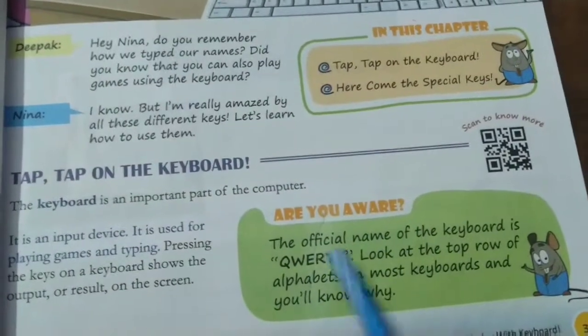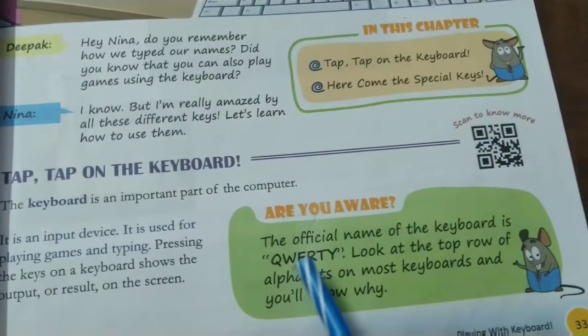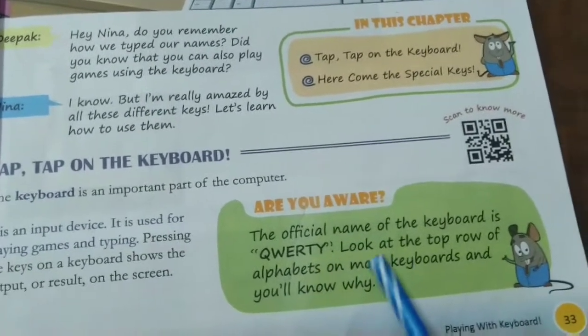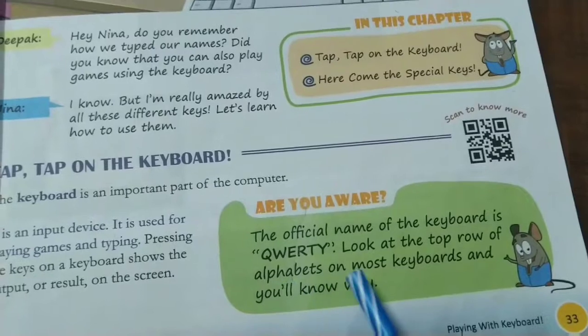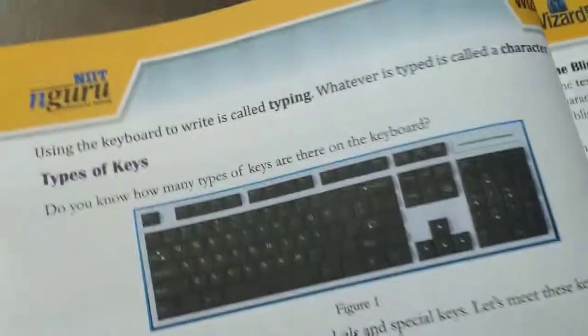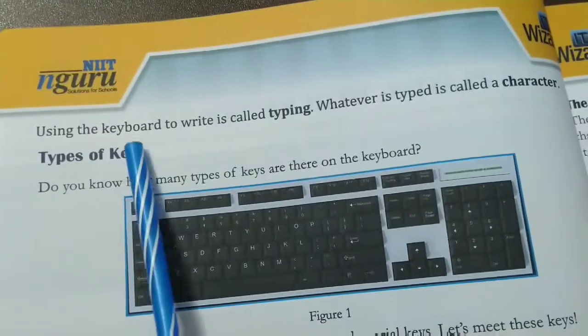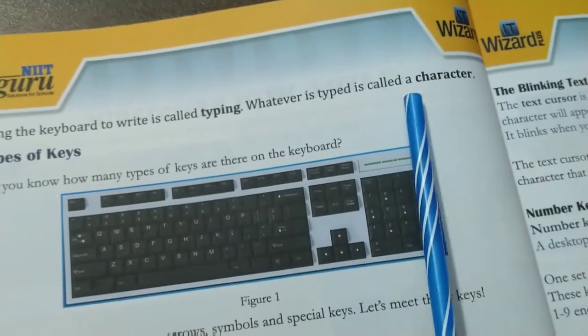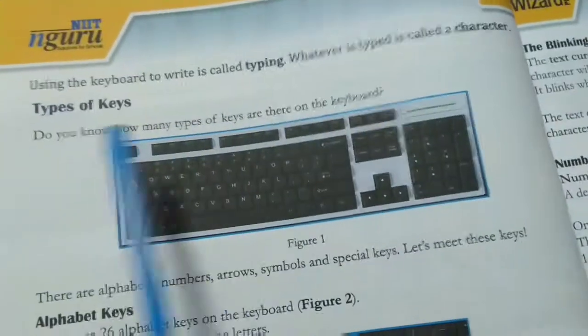Are you aware the official name of the keyboard is QWERTY? Look at the top row of the alphabets on most keyboards and you shall know why. Using the keyboard to write is called typing. Whatever is typed is called a character.